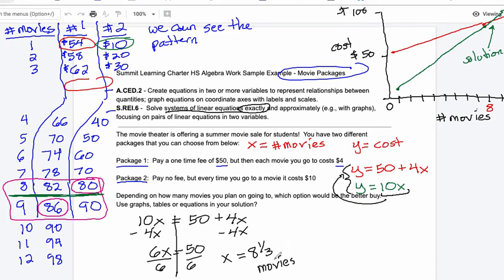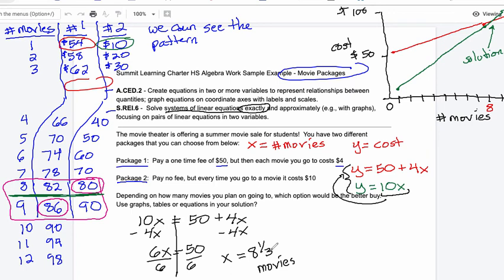Now I can't go to 8 and 1/3 movies. I can go to 8 movies or 9 movies. So that's kind of, again, getting into the context, but this would be the exact answer, 8 and 1/3 would be the exact x value of where my two lines intersect. So we got that x value. Now let's figure out what the cost would be. We kind of want to play around with cost and value, right?